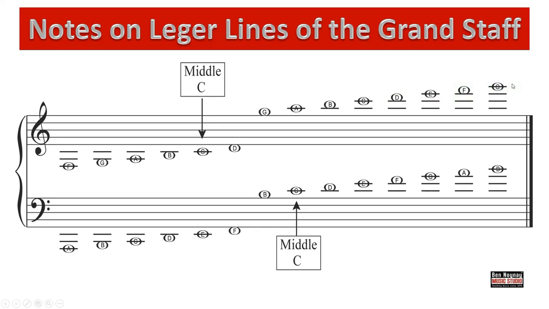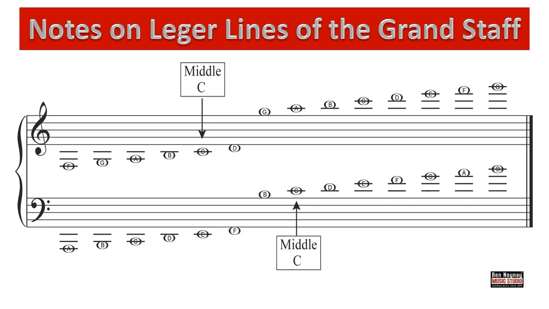Now, let's go to the bass staff. We start again on the middle C written on the first ledger line above the bass staff, followed by the note D on the space above the first ledger line, and the note E on the second ledger line, and so on and so forth. It is also important to know that this note D is the same note D written in the ledger space below the first line of the treble staff.